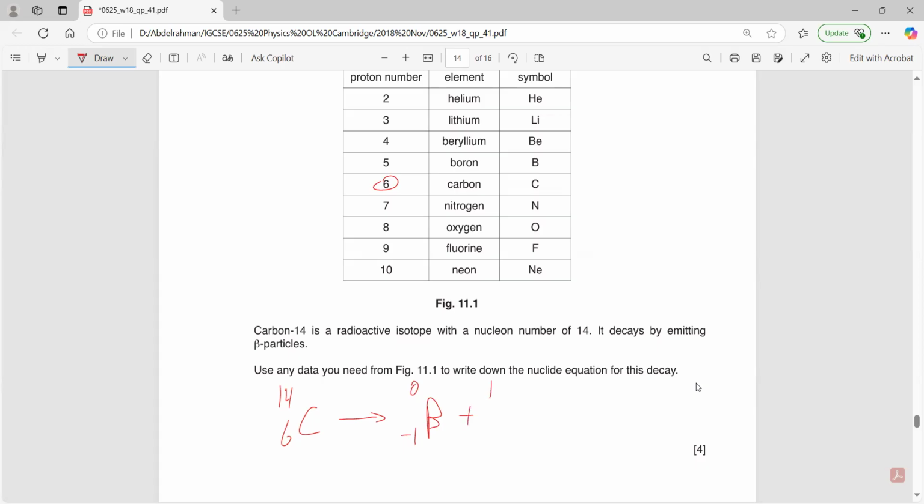This something else would have 14 and 7. The number of protons increases by 1 when you produce a beta particle. So 7 meaning that this is a nitrogen element.